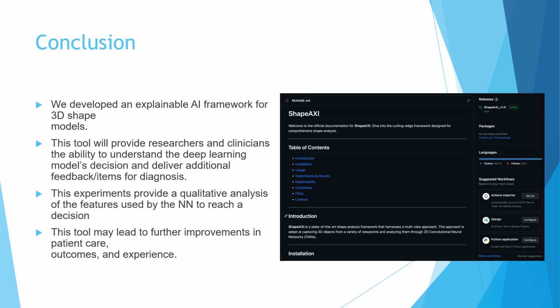In conclusion, we develop an explainable AI framework for 3D shape analysis. This tool will provide researchers and clinicians the ability to understand the deep learning model and what regions are important for the decision. We conducted an experiment that provides qualitative analysis of the features used by the neural network to reach the decision. We hope that this tool may lead to further improvements in patient care, outcomes, and experience. Our code is available in our repository ShapeMI MICCAI.